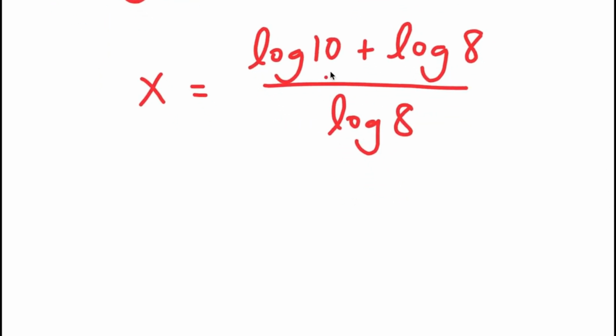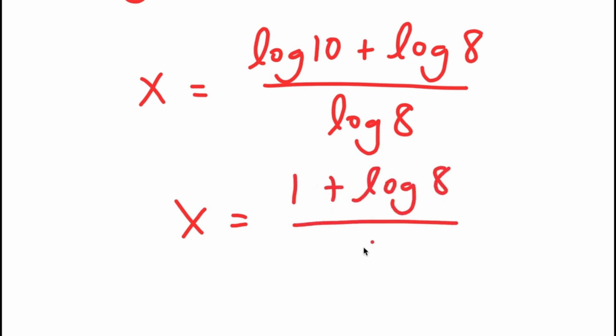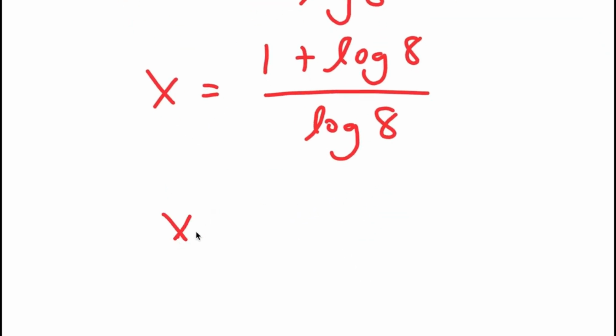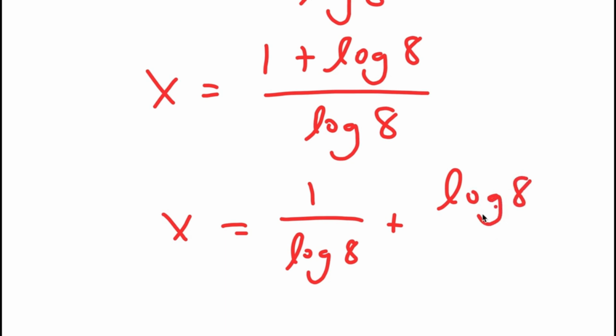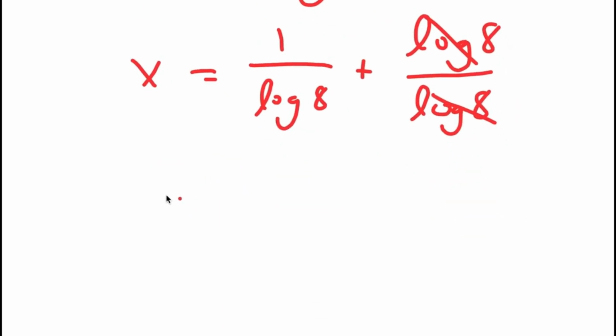Now log 10, that's equal to 1, if you guys already know. So I get x is equal to 1 plus log 8 over log 8. Now, this is the same thing as 1 over log 8 plus log 8 over log 8. And log 8 and log 8, these two cancel out, so I'm left with x is equal to 1 over log 8 plus 1.